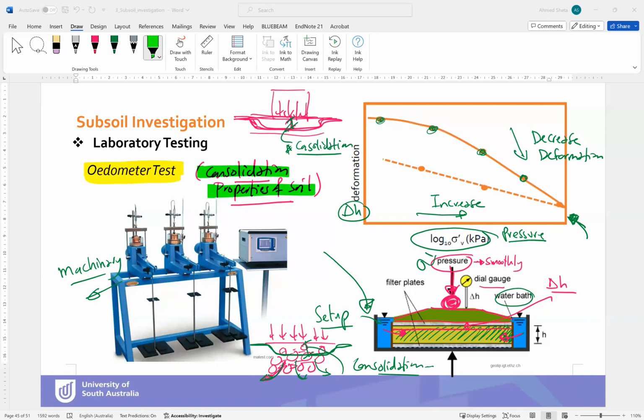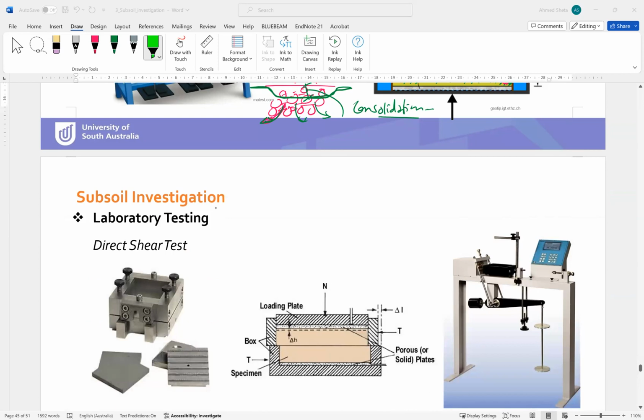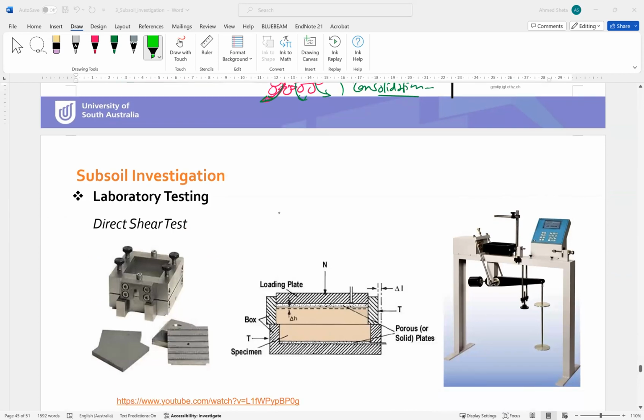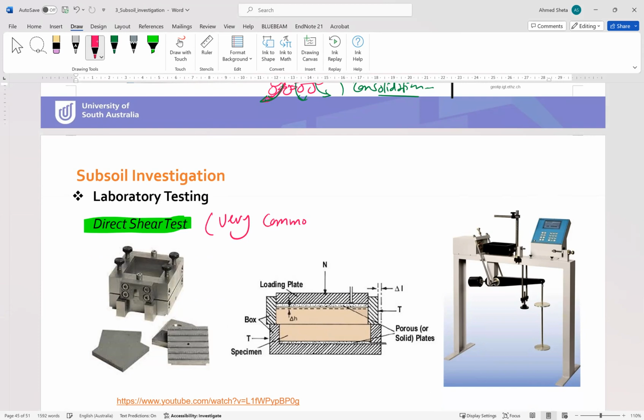And now we will move to our last lab test, which is the direct shear test. The direct shear test is one of the very common lab tests, which gives us a clear idea about the shear properties of the soil. So here is the apparatus of the shear test.